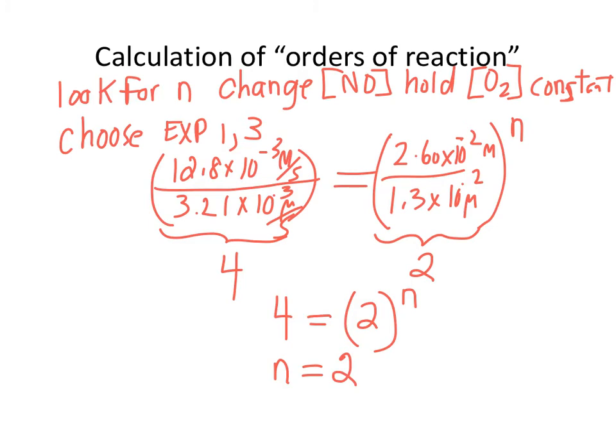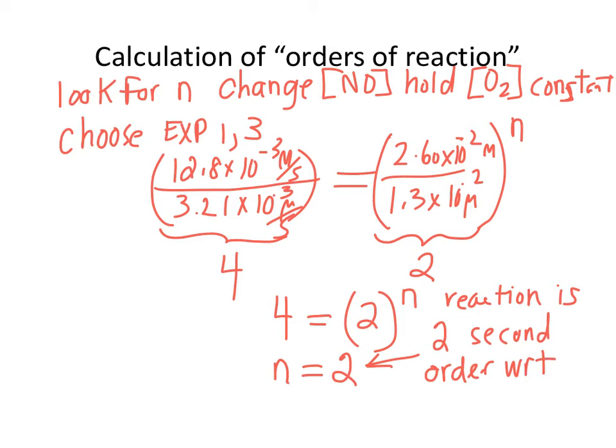So this then is something a little different. The other values were all 1. So this means the reaction is, if it's a 2, we call it second order with respect to NO.